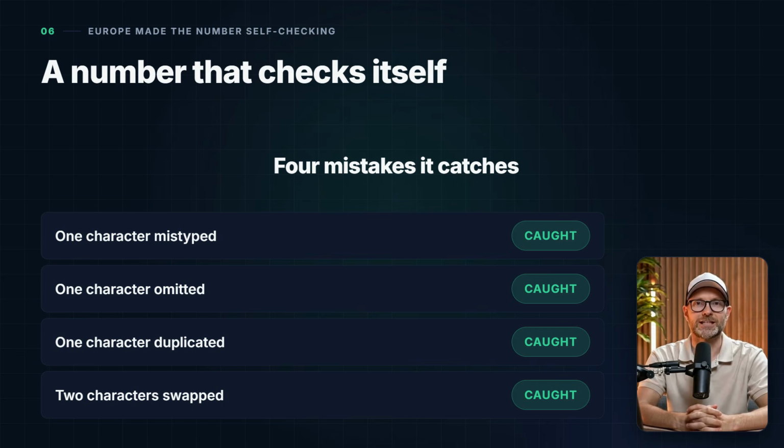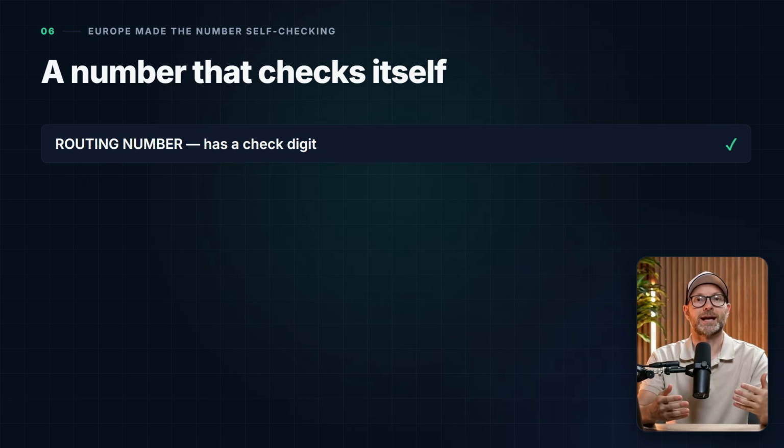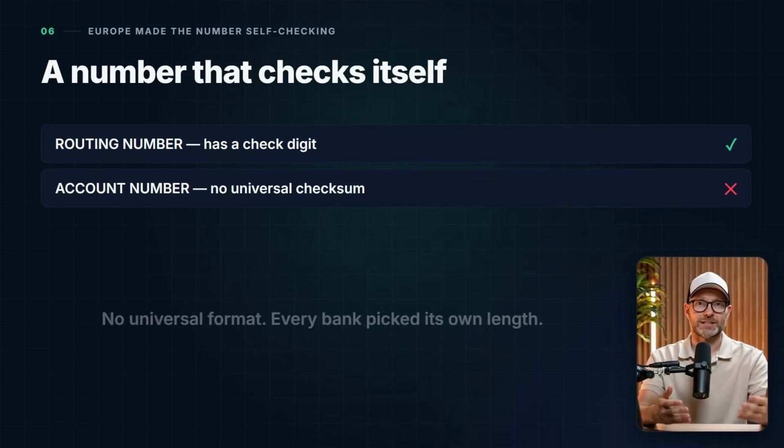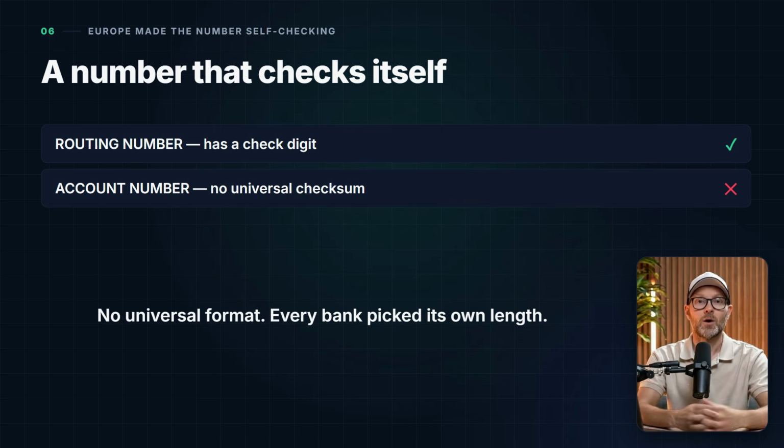The United States has nothing like it on the account number. The routing number carries a check digit, so a mistyped bank is usually caught. The account number has no universal checksum because there is no universal format. Every bank picked its own length. That is the whole difference. One system assumes you will slip and catches you. The other treats your typing as the instruction.